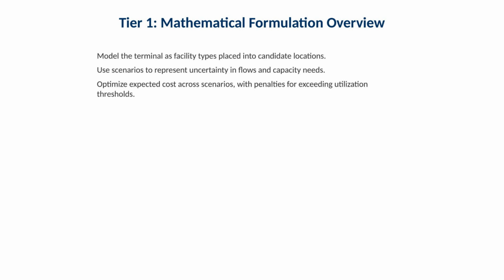In Tier 1, we treat the terminal as a set of facility types that must be assigned to candidate locations. The key is that many operational parameters are uncertain, so we use scenarios to represent alternative demand and flow conditions. The objective is to minimize expected cost across scenarios, including transportation costs from flows between facilities and a penalty when utilization exceeds a target threshold. This makes the model sensitive to congestion risk under peaks.